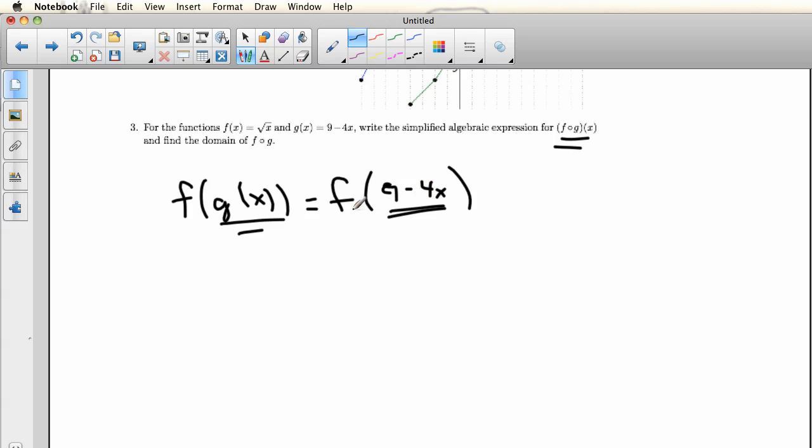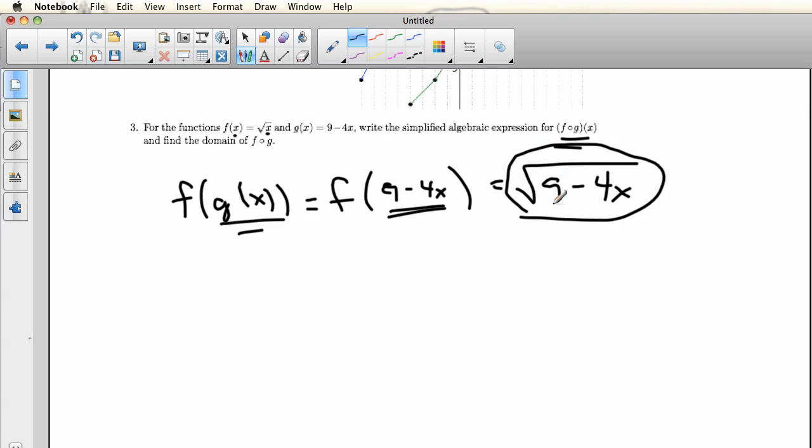And now I have to apply the f function to that. The f function takes the input, whatever input you give it, and takes the square root of it. So if you give f the input something more complicated, it's just going to return the square root of that more complicated thing. So this is your algebraic formula for f of g of x.